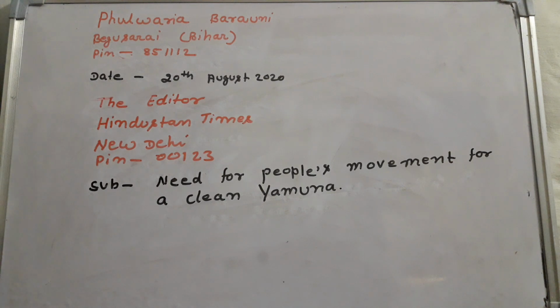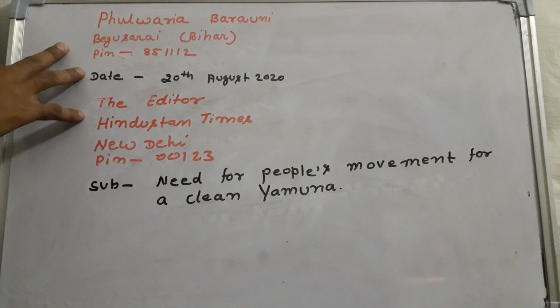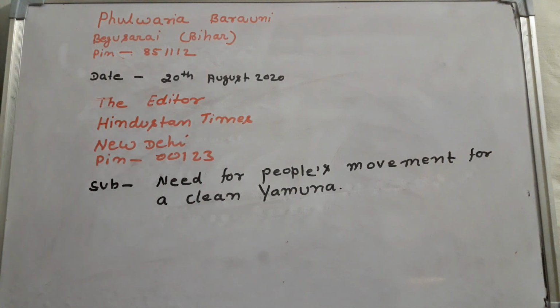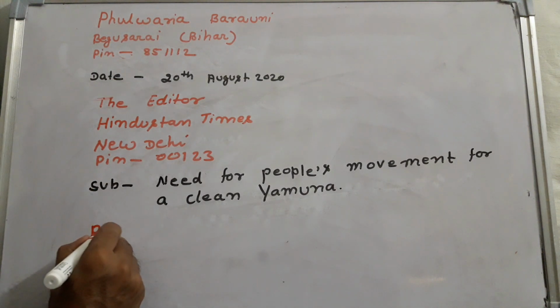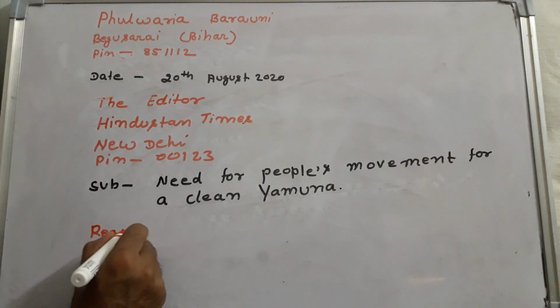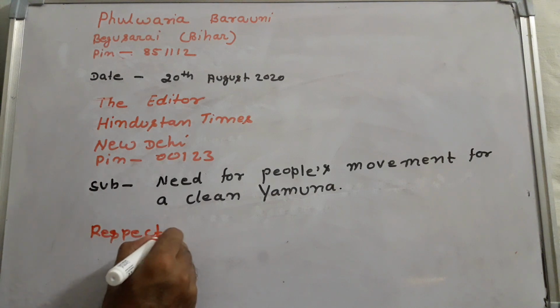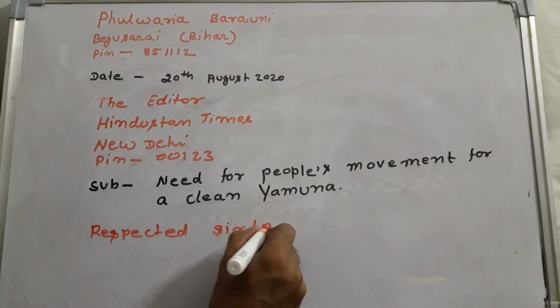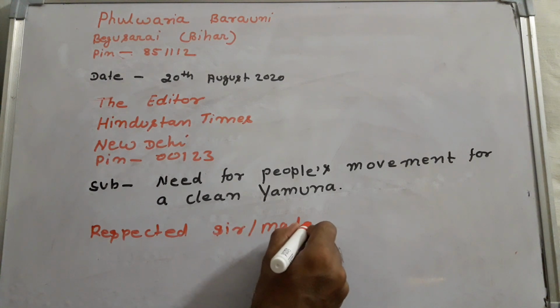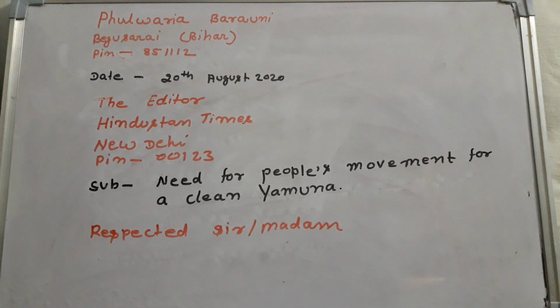Now we are going to write the fifth point, that is the salutation. Respected sir or madam, anyone may be the editor, respected sir and madam. And now we are going to write the body of the letter.